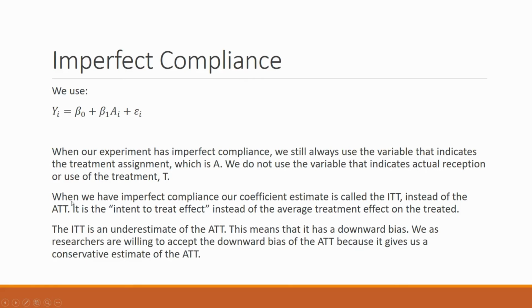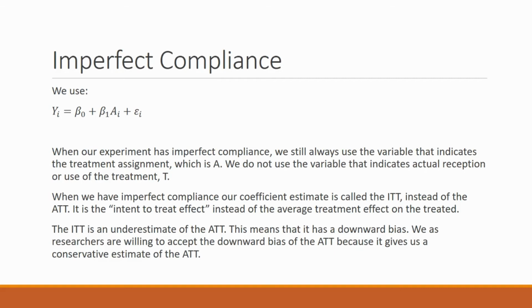ITT is the intent to treat effect. So basically, we run this regression model, and we get beta 1 hat, but instead of calling beta 1 hat the ATT, we call it the ITT, or the intent to treat effect. And the ITT is an underestimate of the ATT. Basically, beta 1 hat will be downward biased.